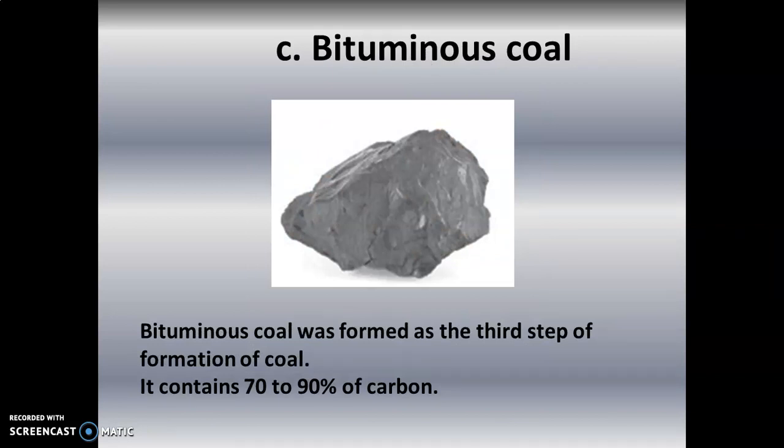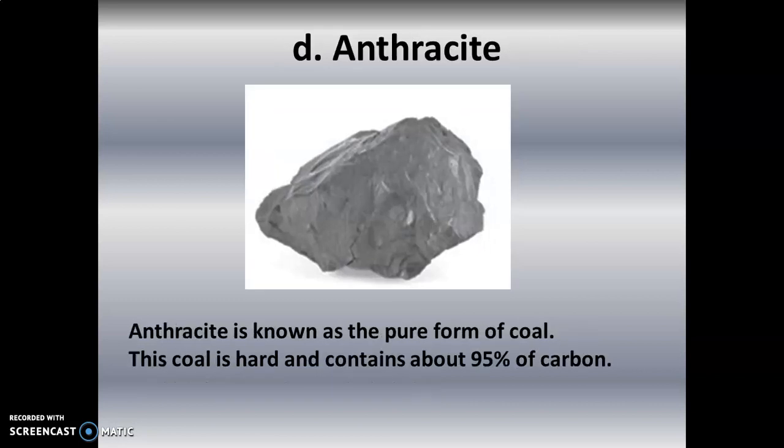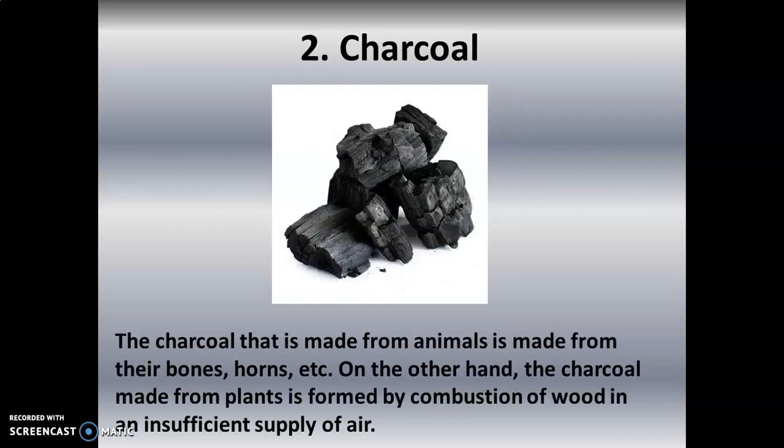It also contains 70 to 90% of carbon, so we can use it as a fuel. And then we have anthracite, which is the purest form of coal, which has 95% of carbon. So properly we can use this as a fuel. Depending upon how early we are removing the coal, it is divided into 4 types. And anthracite is the purest form that could be used as a fuel.